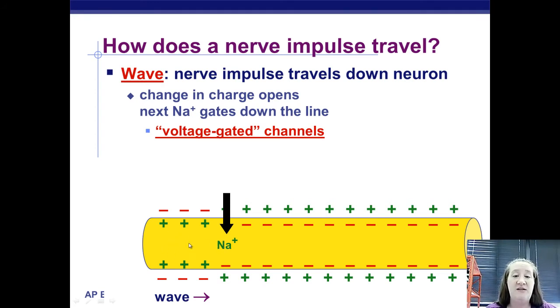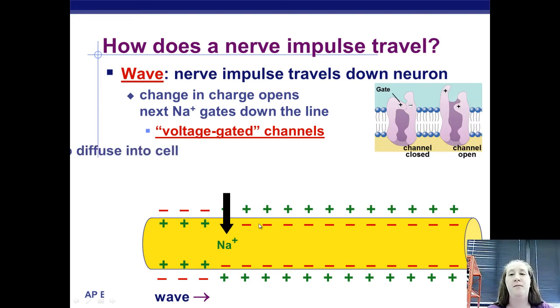And as that positive moves down, as the positive charge hits the next voltage-gated channel, it's going to open up and more sodium is going to rush in. So as soon as this next membrane protein senses the positive charge inside the cell, it's going to open up. That's its stimulus that makes it open. It opens up and more sodiums come rushing in.